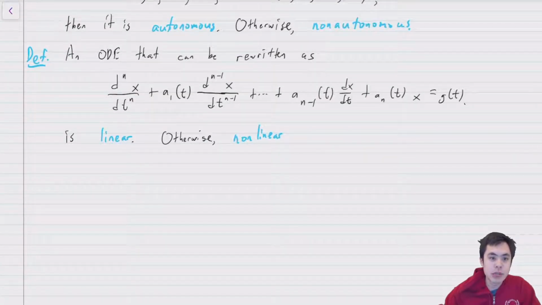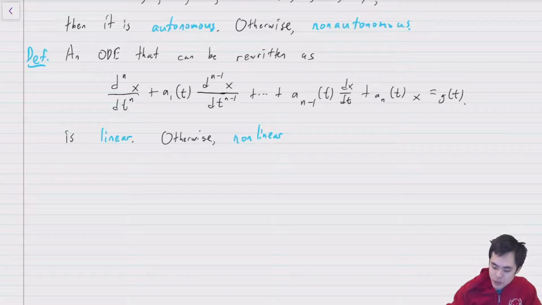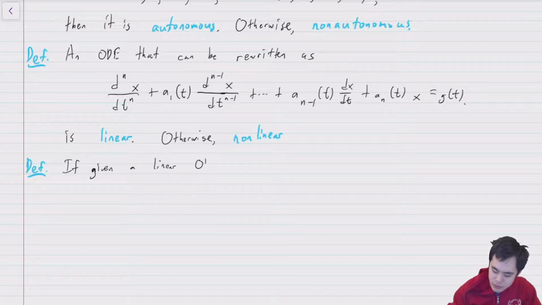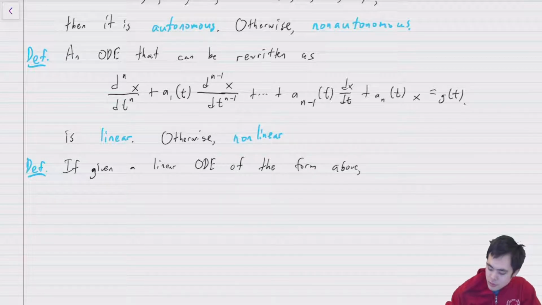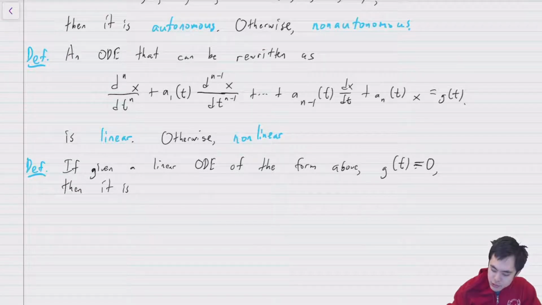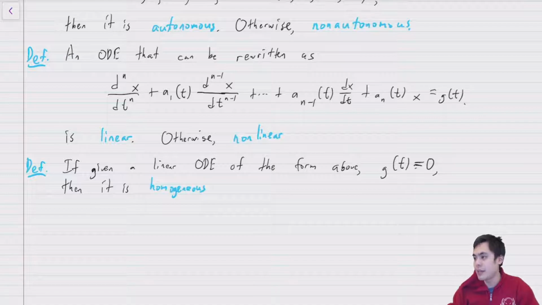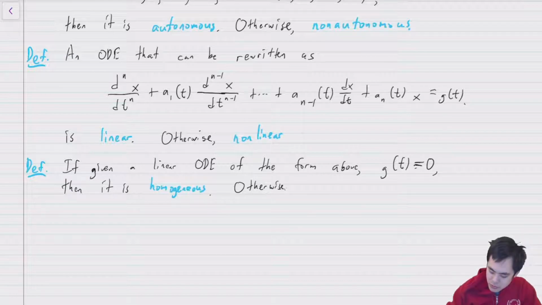Okay, and of course, for a linear differential equation, we can also define whether it's homogeneous or not. So if given a linear ODE of the form above, we have g of t is identically 0, then it is homogeneous. So it's a term that doesn't include an x or a derivative of x. Otherwise, well, we call it non-homogeneous.